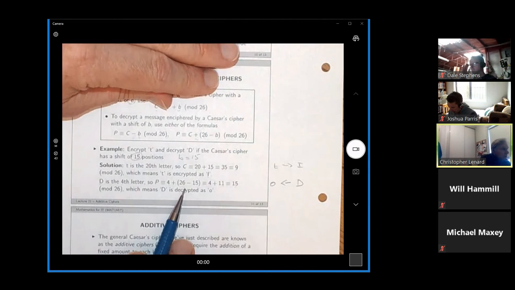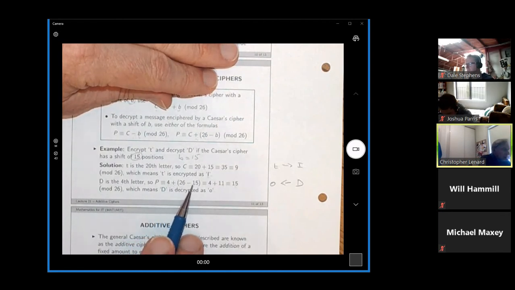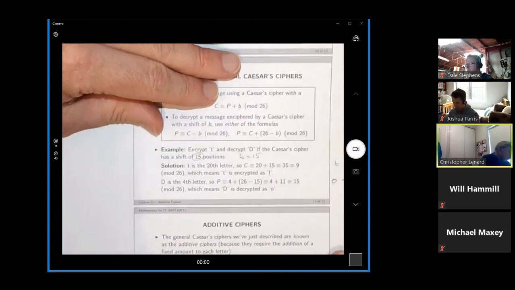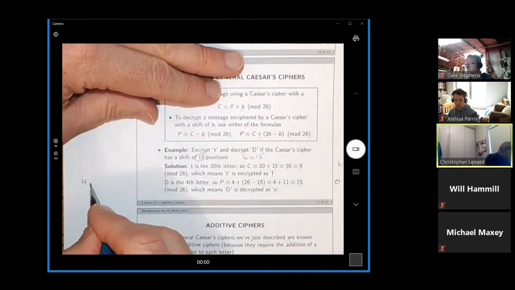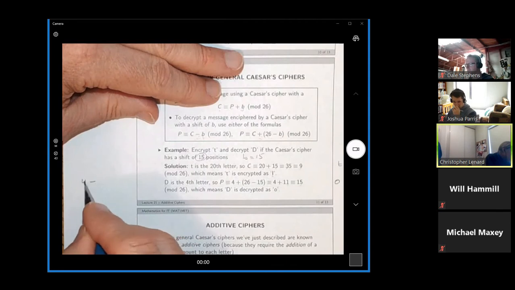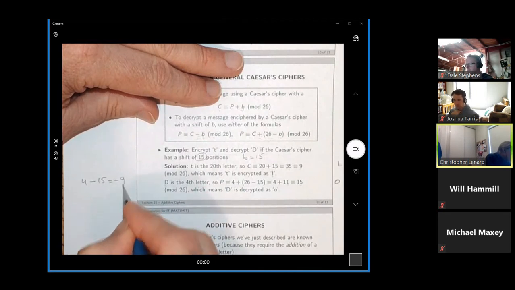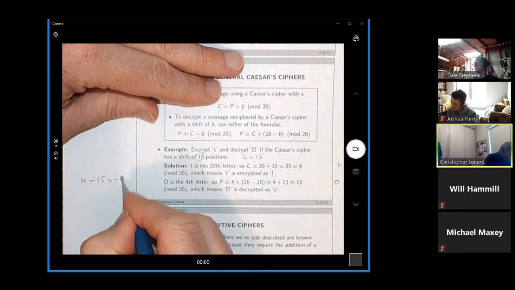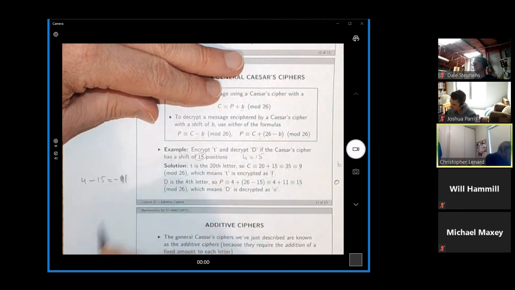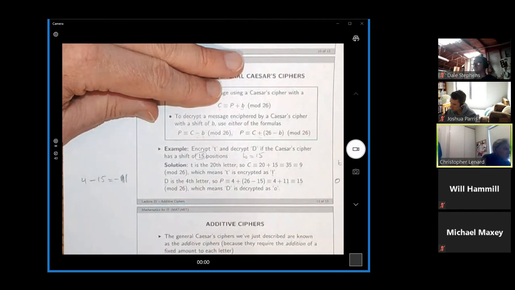Now, you might wonder, why are we doing this odd thing of decrypting by adding 26 minus the shift? Well, the reason is if we did 4 minus the shift, 4 minus 15, 4 minus 15 is negative 9, negative 11, I can't count. So 4 minus 15 is negative 11.